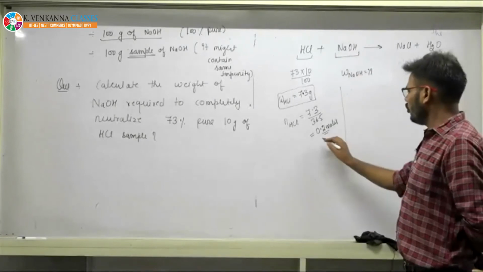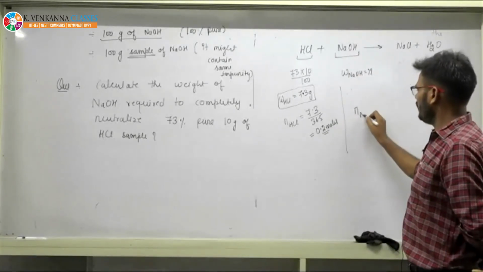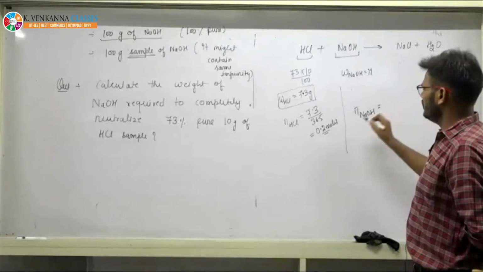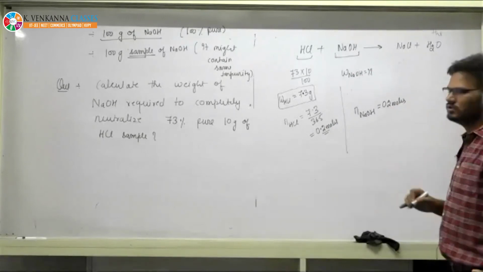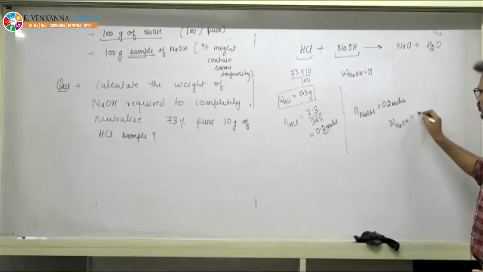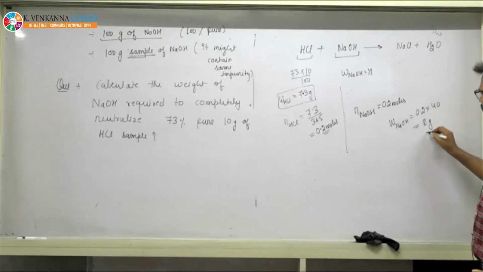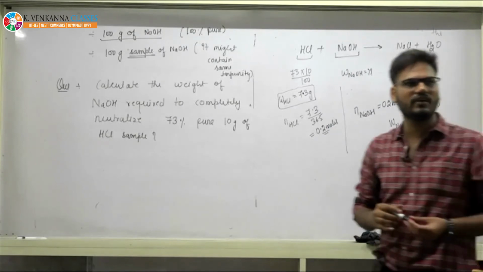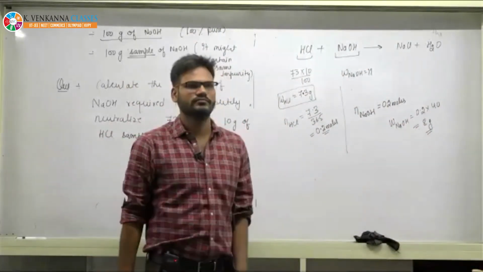As moles of HCl are 0.2, using the stoichiometry you can simply say the moles of NaOH will be 0.2. Now how will you calculate the weight? NaOH will be 0.2 into 40, that is 8 gram required. So the final answer will be 8 gram.